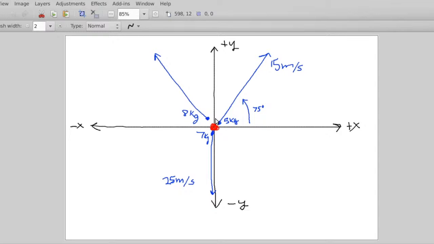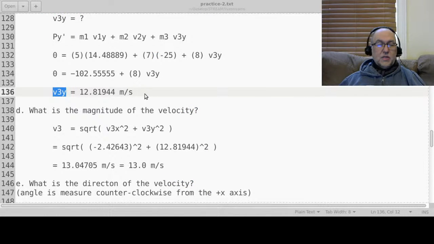Sorry, I was about to sneeze. Okay, I didn't though.